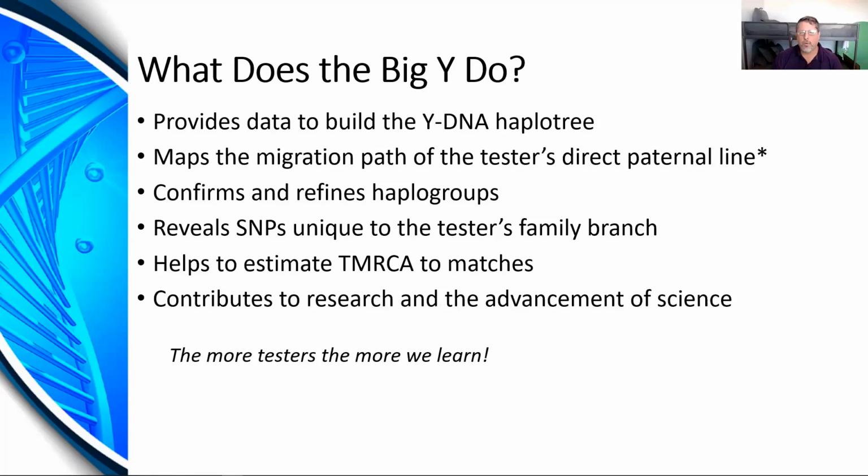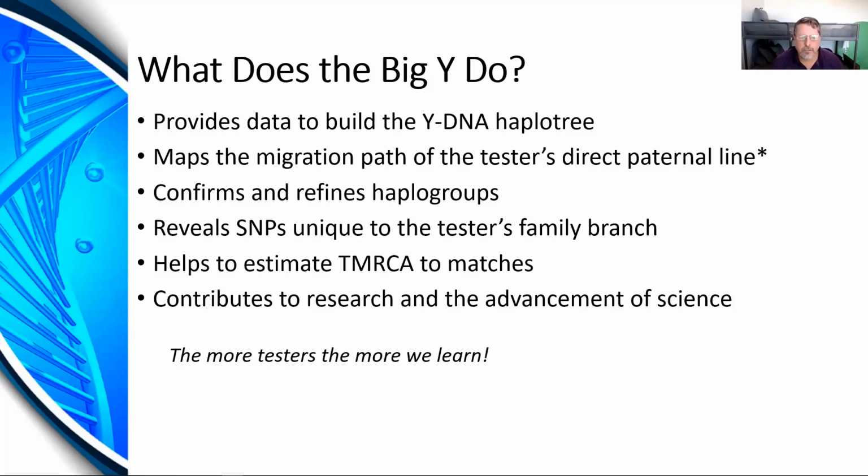Okay, so what does the Big Y do? It provides data to build the Y-DNA haplotree, right? That haplotree of mankind. It maps the migration path of the tester's direct paternal line. Remember, I showed you my Sanchez line, that our haplogroup, I could show you from Africa through the Middle East, through Eurasia, across Europe, into Spain, and then across to the New World. It confirms and refines haplogroups. So I was able to show you haplogroups that were tens of thousands of years old, thousands of years old, hundreds of years old, and within a lifetime.